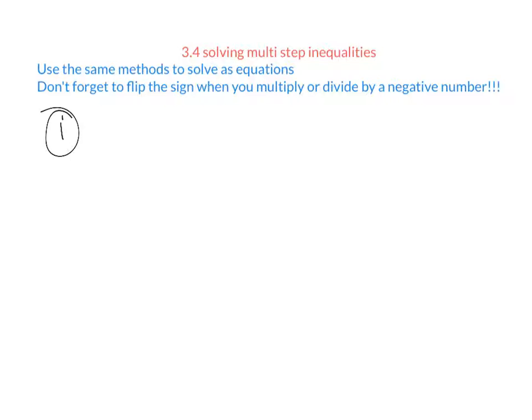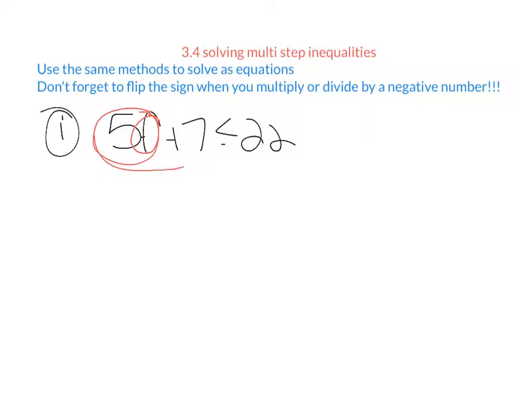Number one, if I have 5f plus 7 is less than or equal to 22. So to get us back in the hang of solving inequalities and equations, remember I gave you that onion method. Just to review the onion method, we always circle the variable first, and then we circle the operations in PEMDAS order. So 5 times would come next, and then I would add 7.